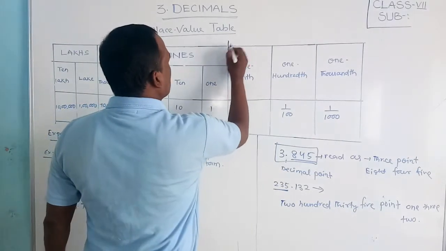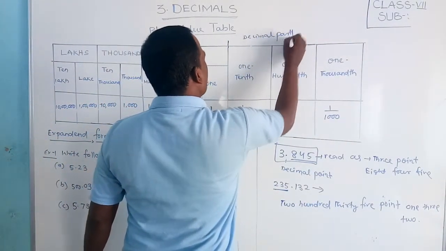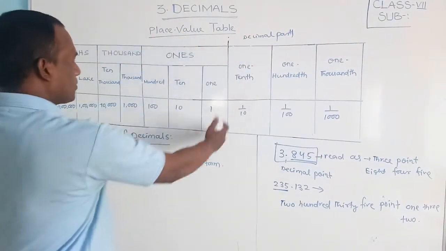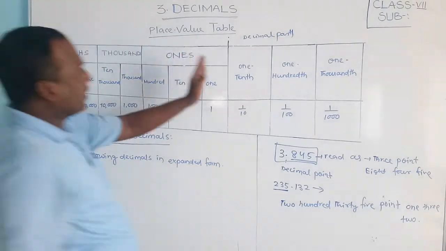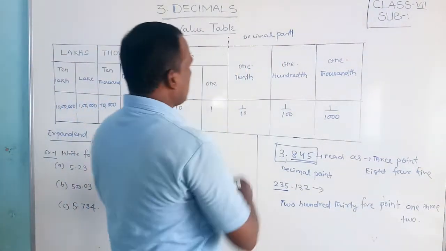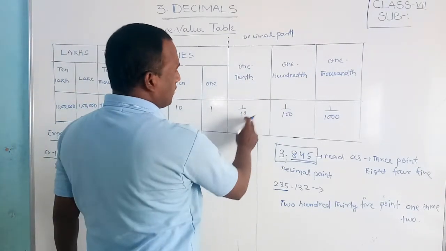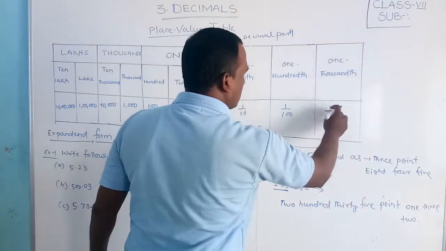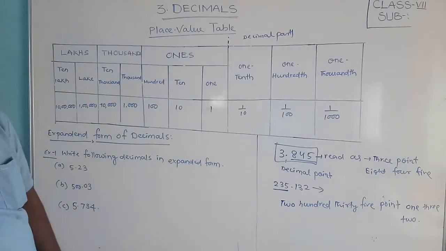From here to this is called the decimal part. That means from here this is the decimal and this is the whole part. Already we have studied that: ones, thousands, lakhs, same as it. But whenever you go to the right side of the decimal part, the first place is called 1/10, then 1/100, then 1/1000. Like this, it will go on and increase. Okay, students.